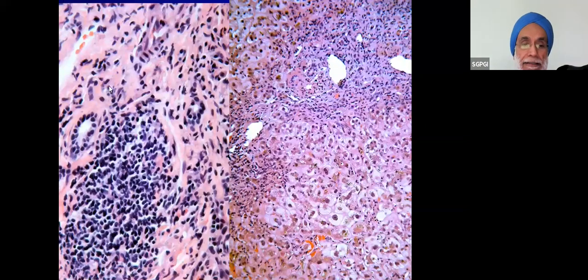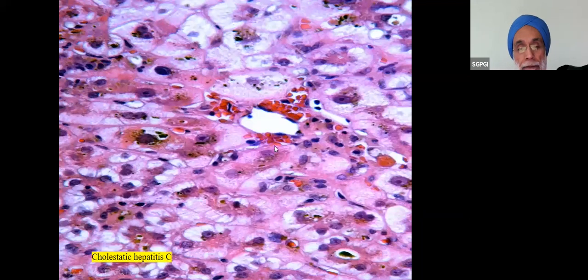So in recurrent hepatitis C, the inflammation spares the ducts. And you might get lymphoid aggregates, which are actually a little bit away from the ducts. You would see a lot of interface activity. This is actually from several years ago. This is cholestatic hepatitis C recurrent in the liver. The same case, cholestatic hepatitis with severe ballooning degeneration and canalicular plugging.